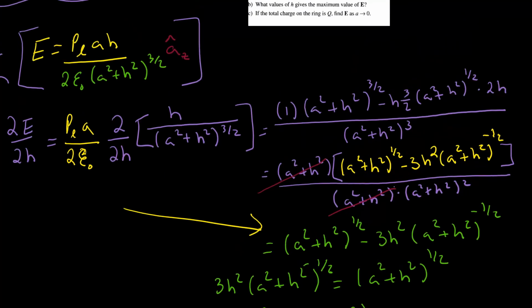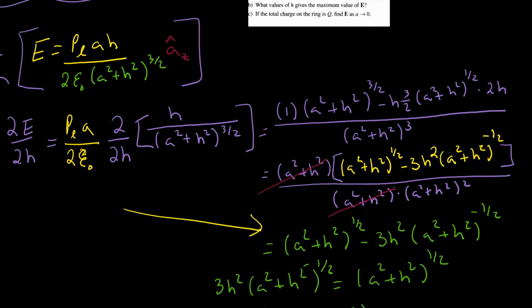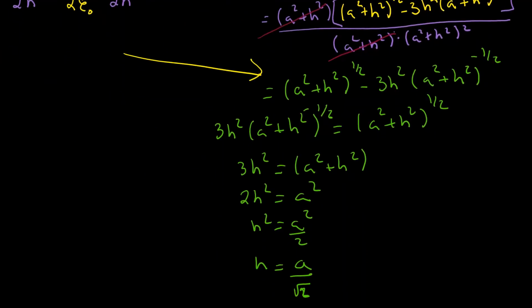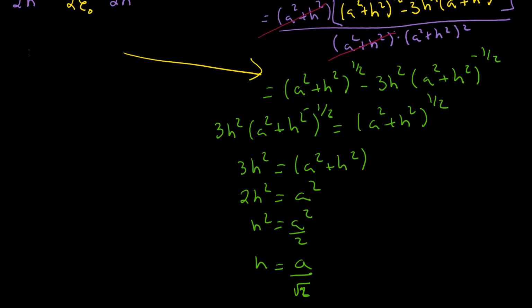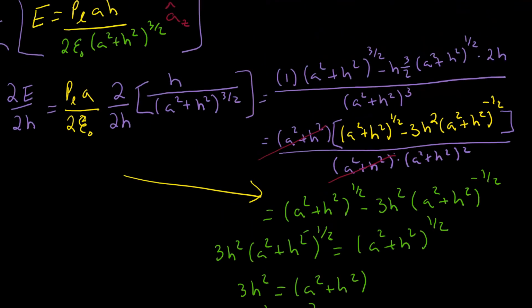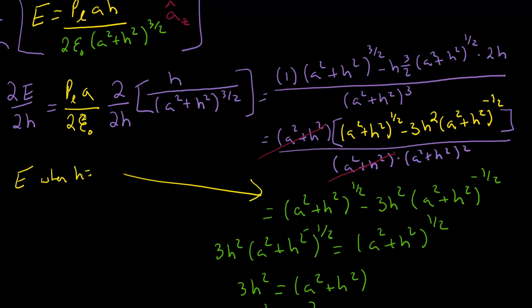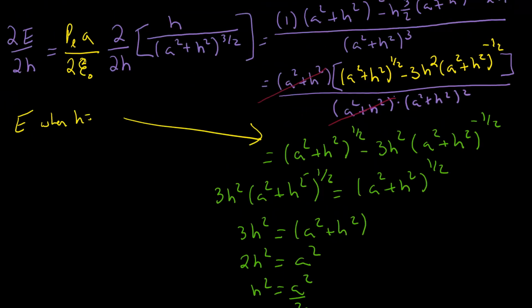Okay, so now let's just figure out what E would be, right? So let's say h is equal to a over square root of 2. So we put in h is equal to 0, we get 0. We put in h is equal to a over radical 2, so let's just see.